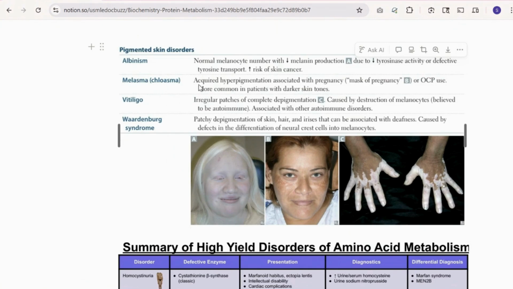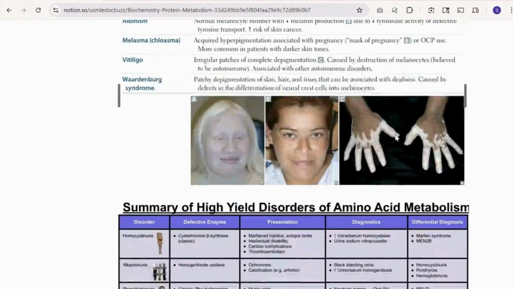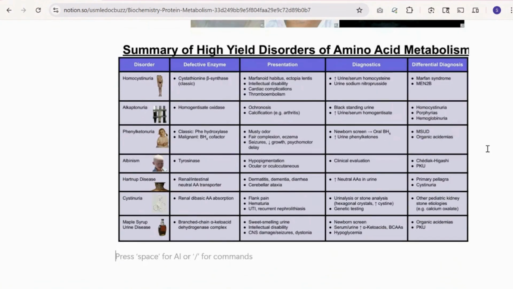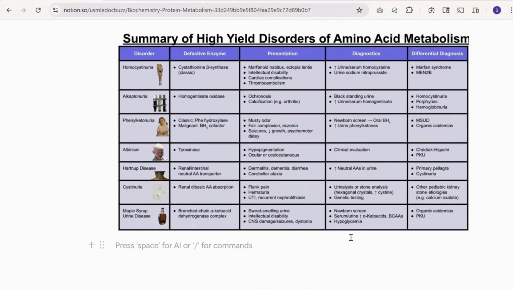I think we understand most of these, maybe not the mechanism, but at least, I think this one is the one that sort of stands out. See, patchy depigmentation of skin, hair, and irises that can be associated with deafness, right? Neural crest cells have not actually invaded the skin. Okay. So finally, this is your high yield disorders of amino acid metabolism. I think we covered mostly all of this. And your differential is ready. Okay. You've understood everything about proteins. Moving forward, we're going to do glucose, glycogen, all of that, right? And we're going to be done with metabolism. All right, then. Take care.